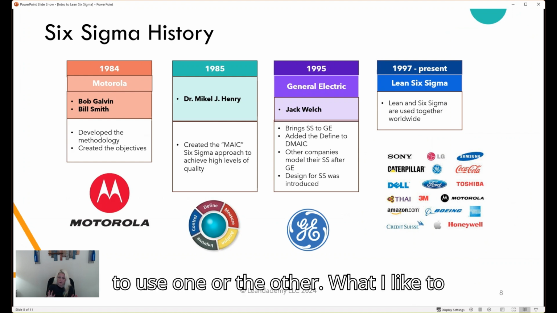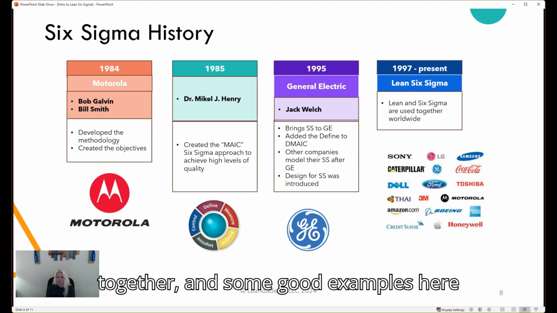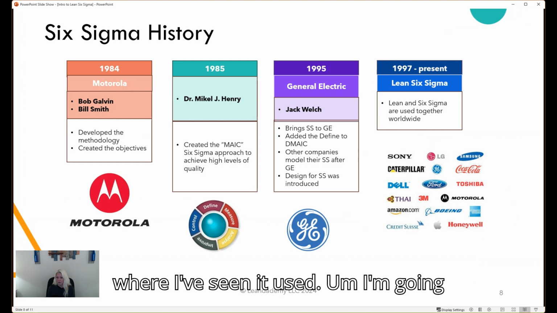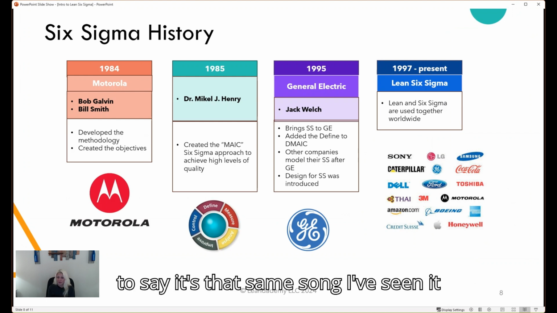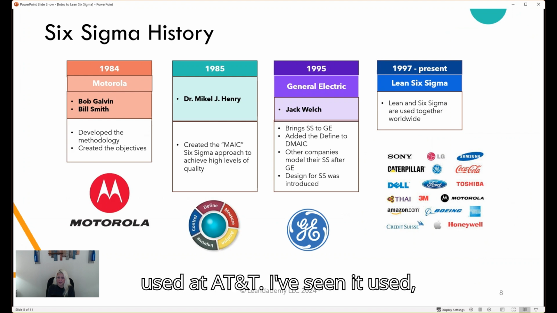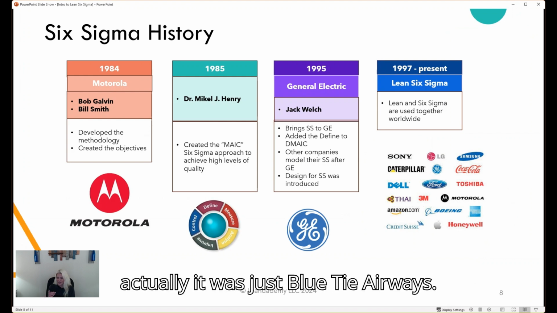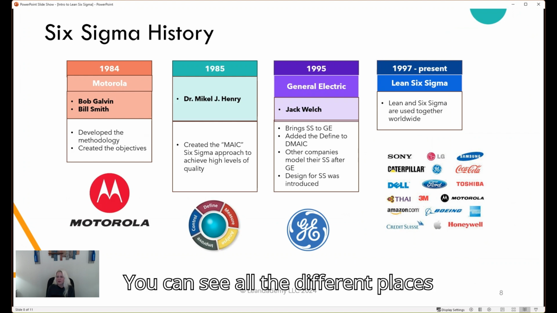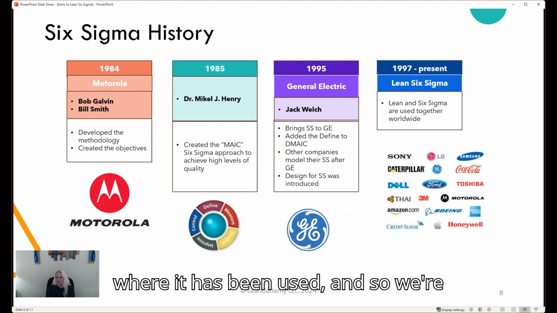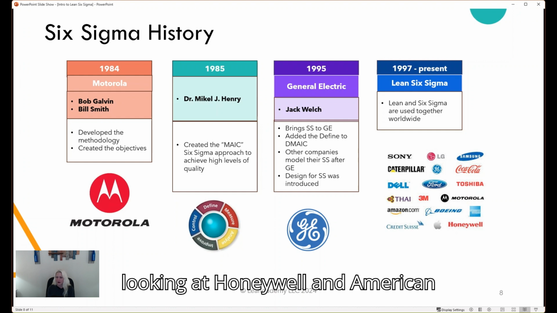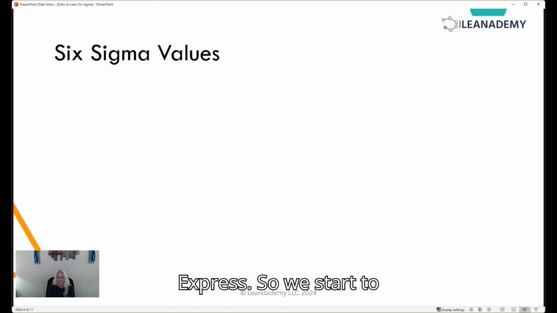I don't like to use one or the other. What I like to do is combine those all together. Some good examples here where I've seen it used: I'm going to say it's at Samsung. I've seen it used at AT&T. I've seen it used, actually, I just flew Thai Airways. You can see all the different places where it has been used. And so we're looking at Honeywell and American Express.